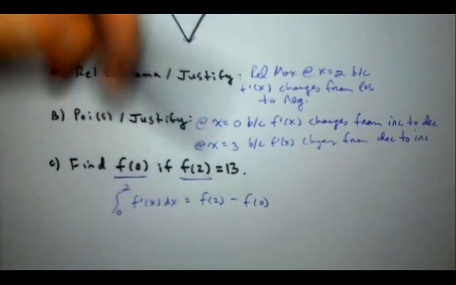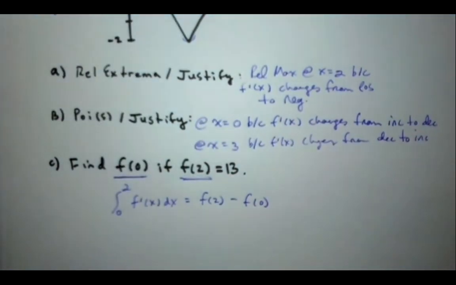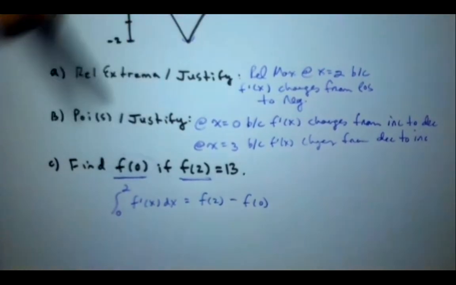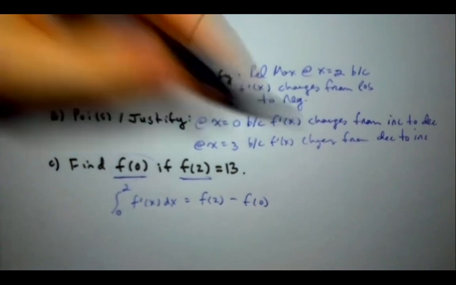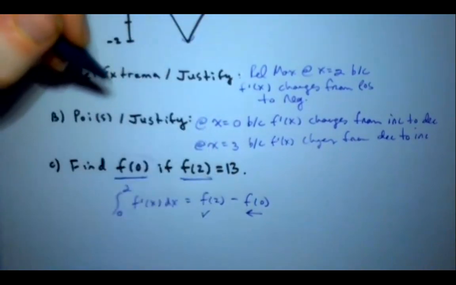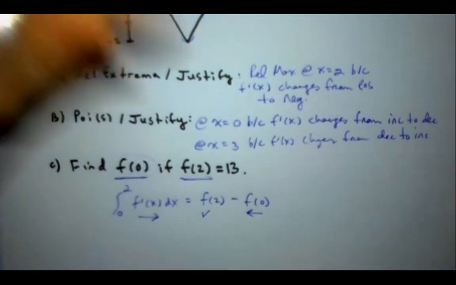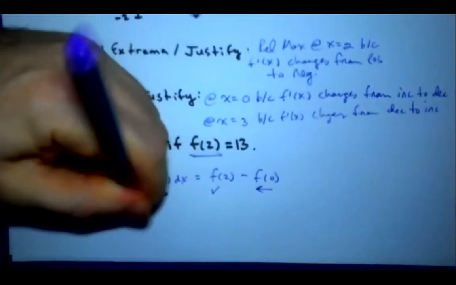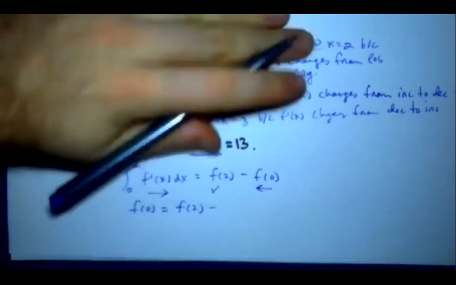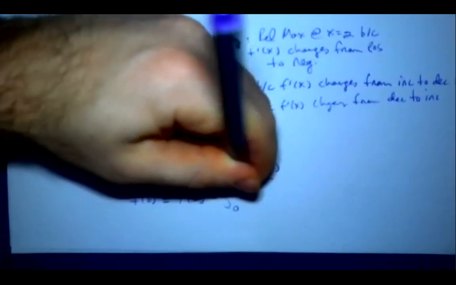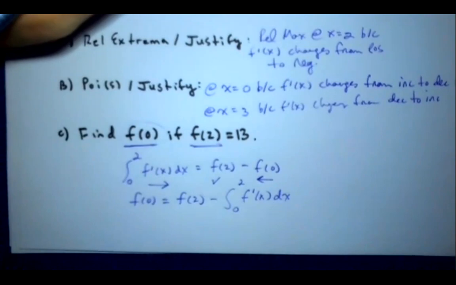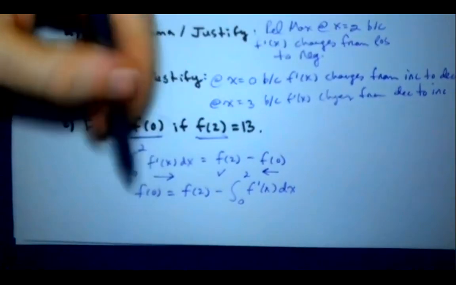This is now my a equals b minus c scenario. What am I trying to find? Find f of 0. So that makes sense, hopefully, to say that I'm going to toss this one on the left. This one doesn't move. That one is heading to the right. So now this is f of 0 is equal to f of 2 minus the integral from 0 to 2 of f prime of x dx. And now we just go through and we got to do some math.